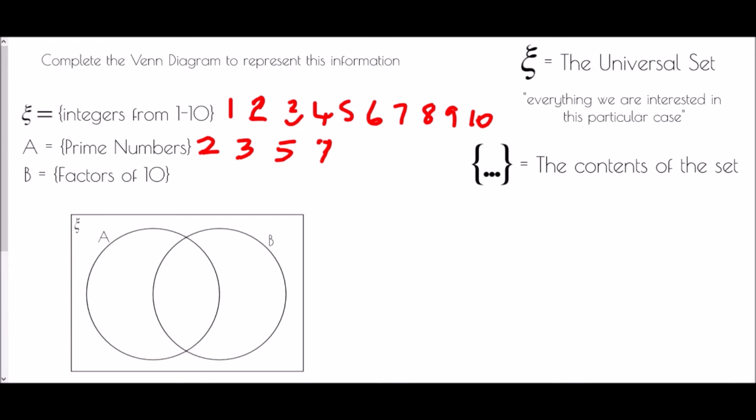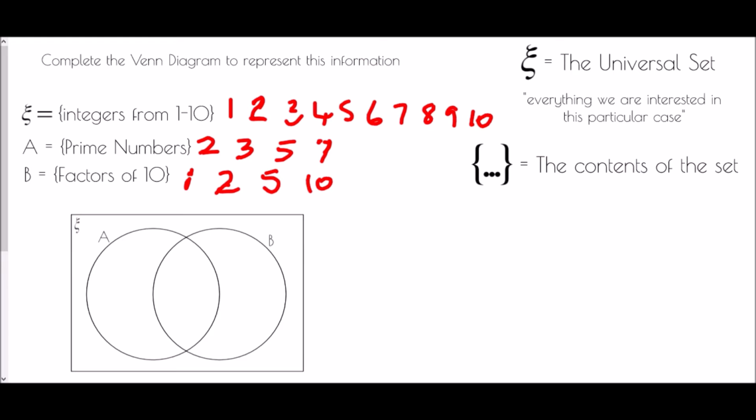And B, the factors of 10. Well, in this case, we're looking at the numbers at the top, and the factors of 10 would be 1, because 1 times 10, 2, because 2 times 5, 5, because 5 times 2, and 10, because 1 times 10.